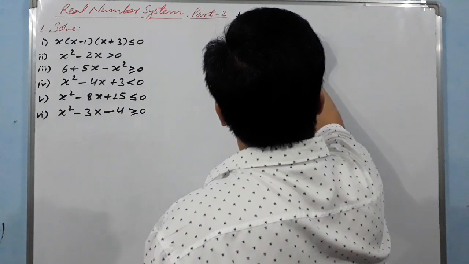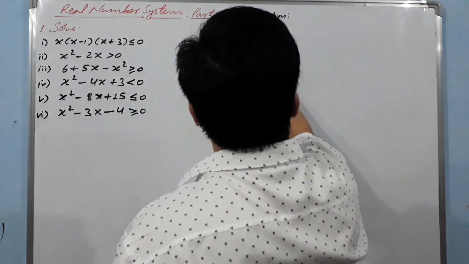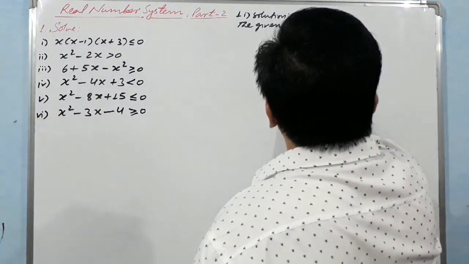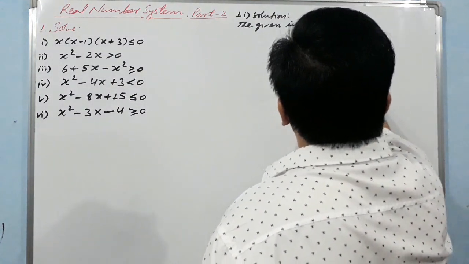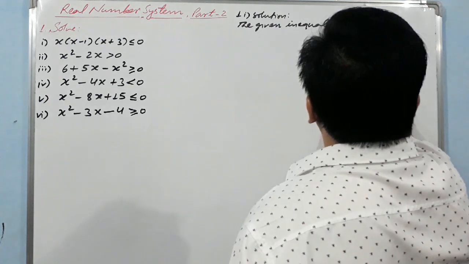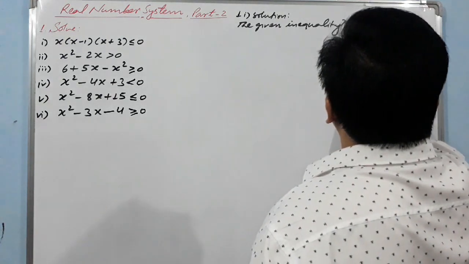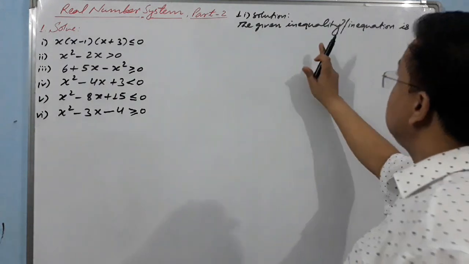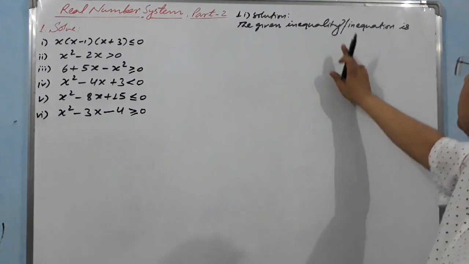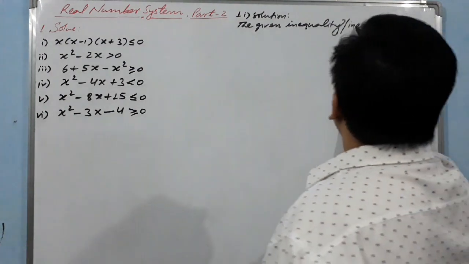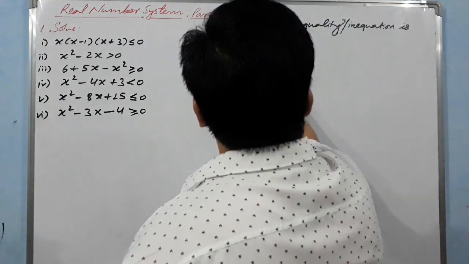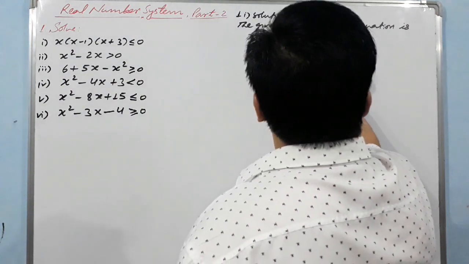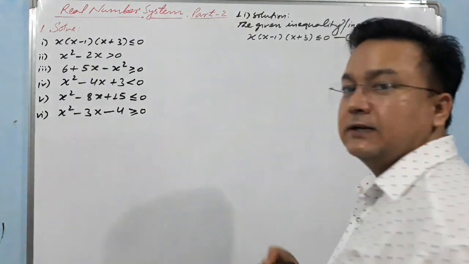Solution. Firstly, write the given inequality, or you may write the given inequation, it doesn't matter, one of them, same thing. The inequation is (x minus 1)(x plus 3) less than or equal to 0. Let's say this one is the first.